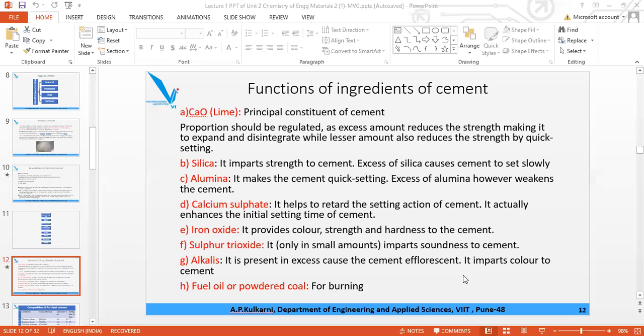Now, within one minute, learn all these things. I will ask randomly any one out of this. It is important for MCQ type questions.